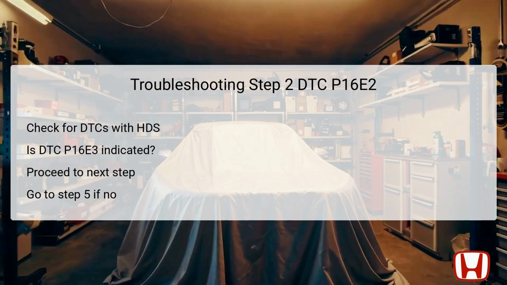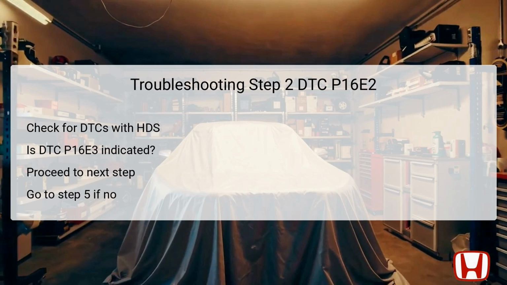In the second troubleshooting step, continue using the HDS to check for any pending or confirmed DTCs. Specifically, you are looking to see if DTC P16E2 is indicated. If this DTC is present, it suggests that there may be additional issues related to the LIN circuit that need to be addressed. In this case, proceed to the next step, Step 3, to explore the issue further.